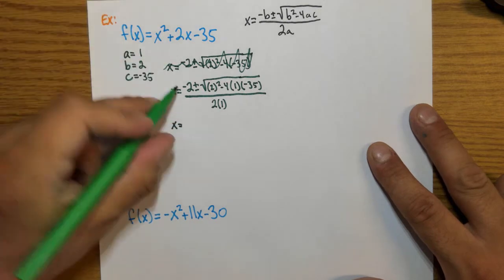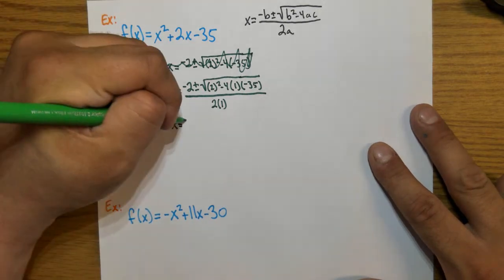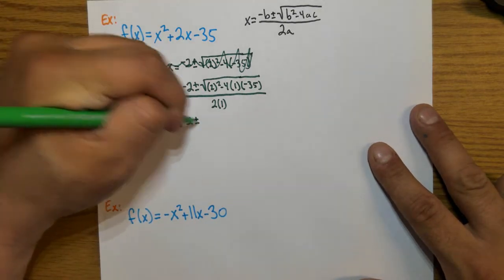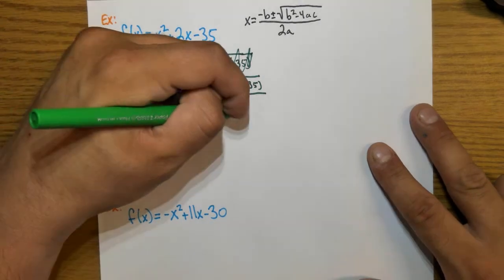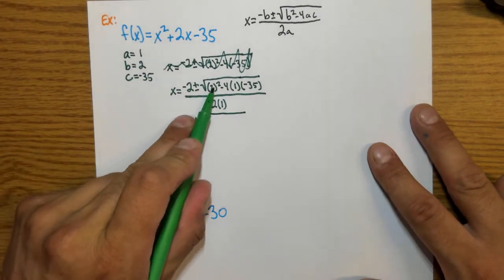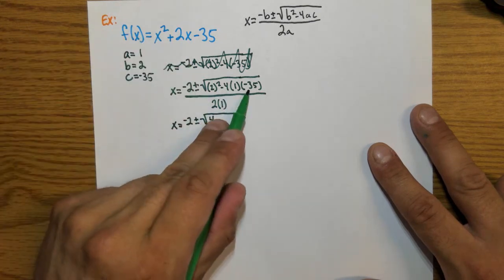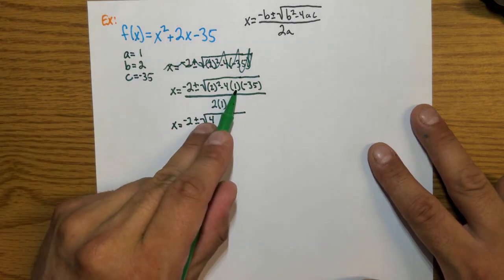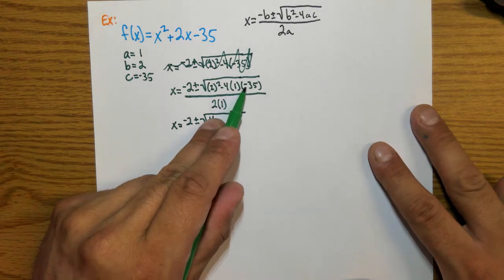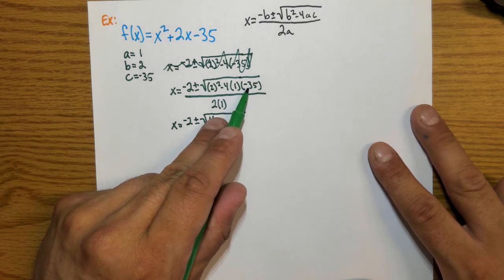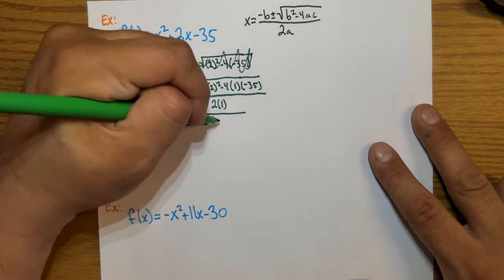So x equals negative 2. There's nothing to simplify out here. Plus or minus the square root of, now I like to do this part first. 2 squared is 4. And then I like to do this part all at once. So negative 4 times 1 is negative 4. Negative 4 times negative 35 would be positive 140.